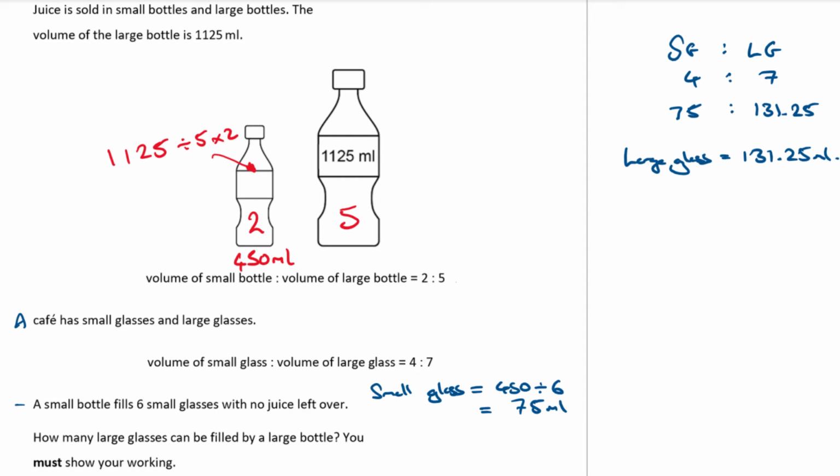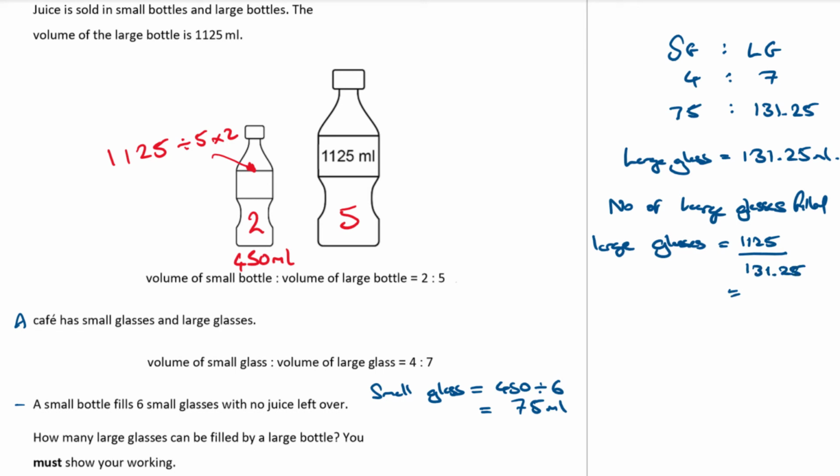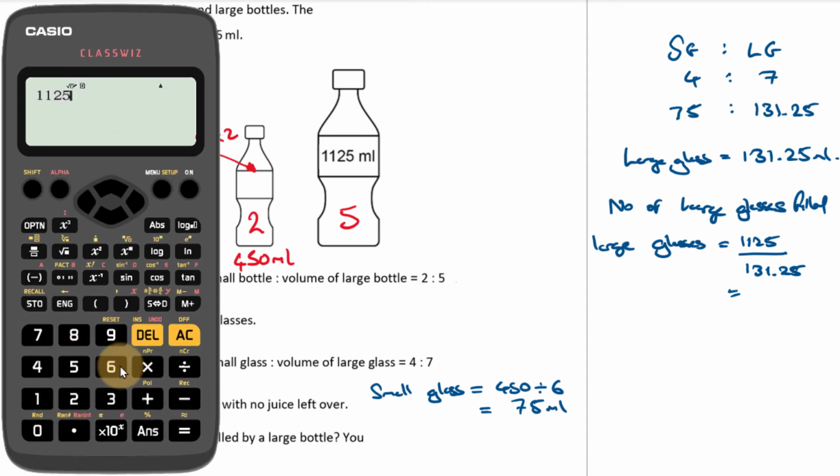How many large glasses can be filled by the large bottle? We just need to divide the volume of the large bottle by the capacity of the large glass, isn't it? So the number of large glasses filled is going to be the size of the large bottle divided by the capacity of the large glass. What does that come out to be? 1,125 divided by answer, 60/7, that's 8.57. I'm just going to write down 8.6 glasses.